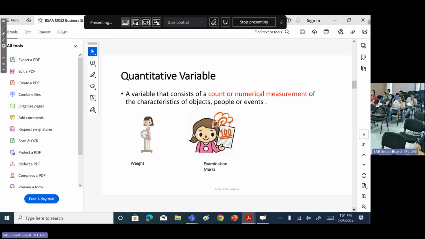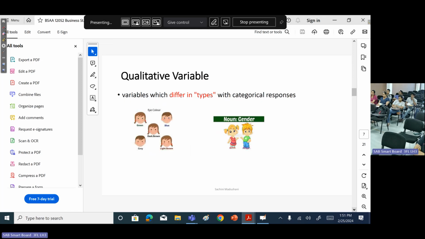Examination marks, weight, height are quantitative. Then qualitative means what? These variables cannot be measured numerically. Qualitative variables do not deal with numbers. Gender, marital status, favorite color, these we call qualitative variables.